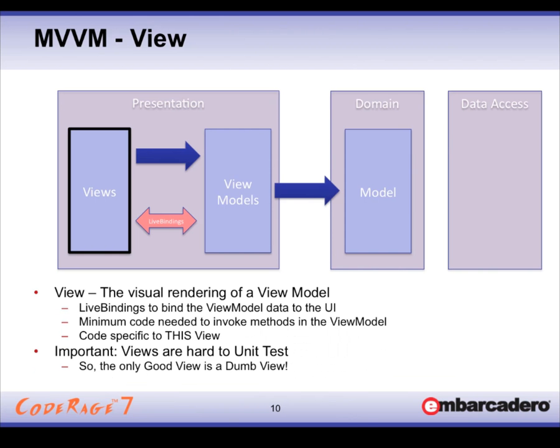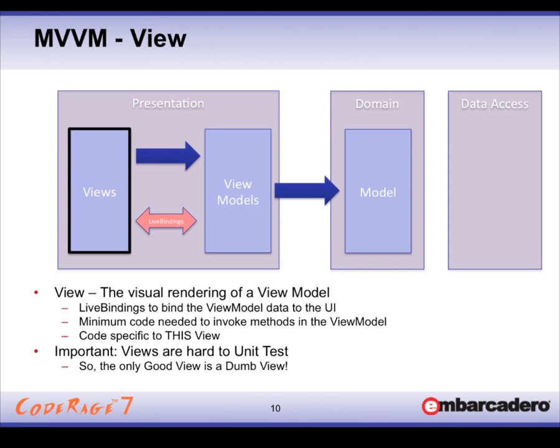The last piece is your view, and this is actually the visual rendering of a view model. So this is where you have edit boxes and buttons and forms, and basically inside your view you use LiveBindings to bind the state, the data in your view model and display it inside your view, and you have the minimum code needed to invoke the methods inside your view model.